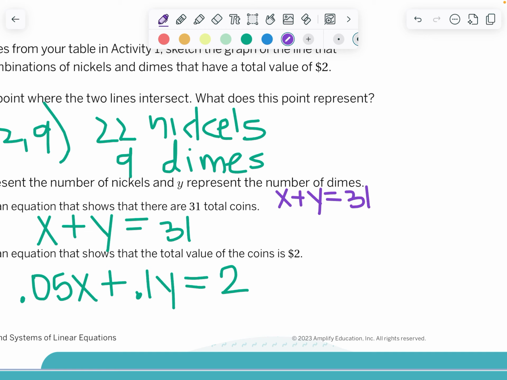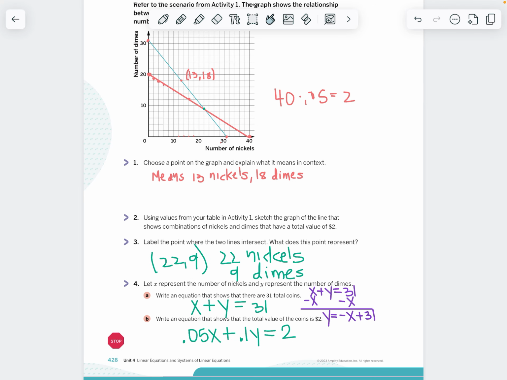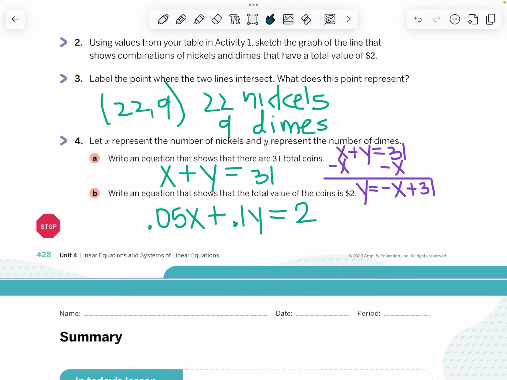If I want the y on the left, y equals, I can actually take away the x on both sides, which looks a little weird because it just cancels your x's, but it leaves you with y equals negative x plus 31, which is y equals negative 1x plus 31. And if you go back up to those graphs, you can see there is a y-intercept of 31 that is going downward by a slope of negative 1. Let's take a look at the other one.